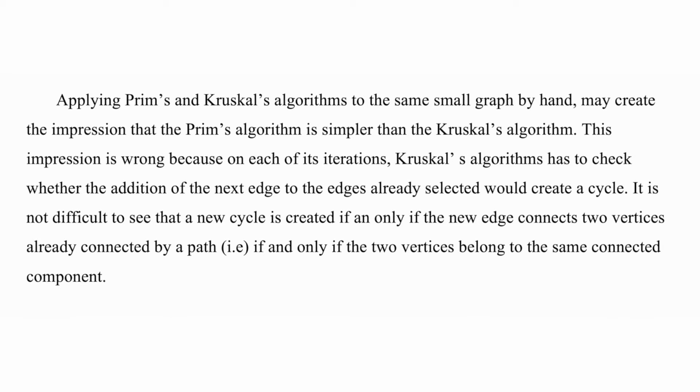This impression is wrong because on each of its iterations, Kruskal's algorithm has to check whether the addition of the next edge to the edges already selected would create a cycle. It is not difficult to see that a new cycle is created if and only if the new edge connects two vertices already connected by a path. That is, if and only if the two vertices belong to the same connected component.